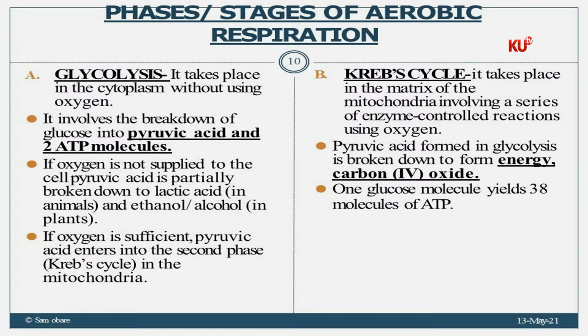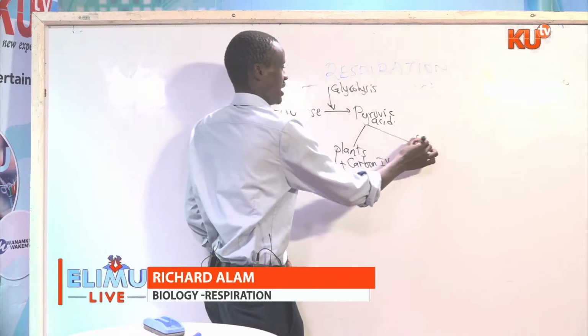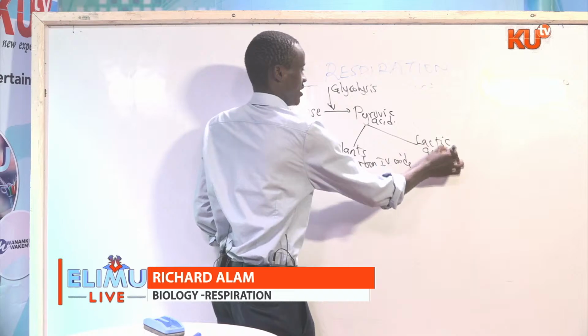So it is very important to understand how respiration begins, the initial stage, which is glycolysis. It's the initial stage of respiration that occurs in the absence of oxygen, and glucose is partially broken down into pyruvic acid. Then pyruvic acid is further broken down in plants to obtain ethanol, carbon dioxide, and energy. And in animals, we obtain lactic acid and energy.